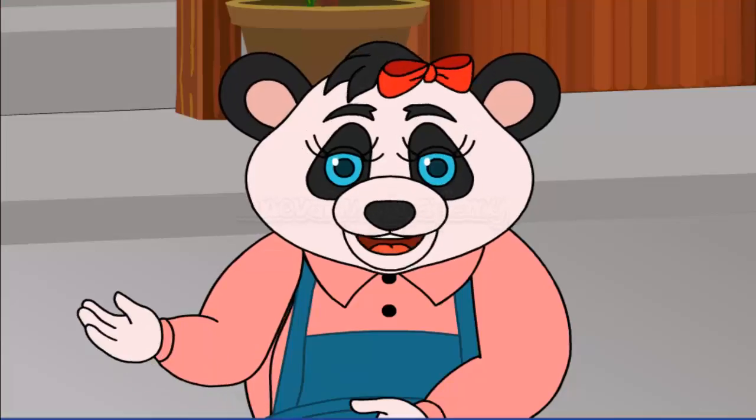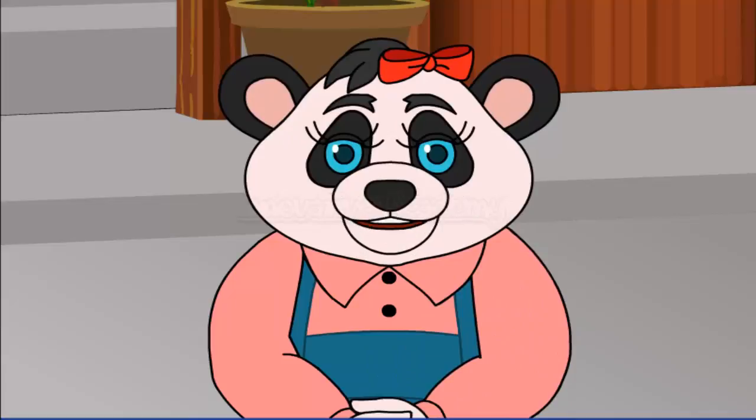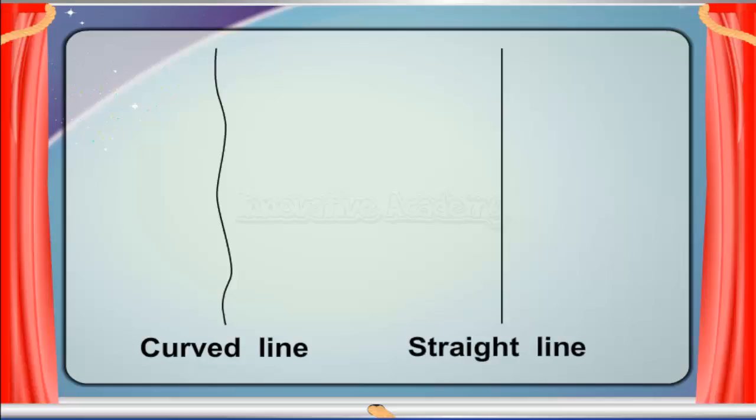The line that was drawn with a hand was not straight, but the line that was drawn with the help of the ruler is straight in shape. Yes, dear students, this line is not as straight in shape, but this line that I drew with the help of the ruler is straight in shape. This type of zigzag line is called a curved line, and this type of line is called a straight line.